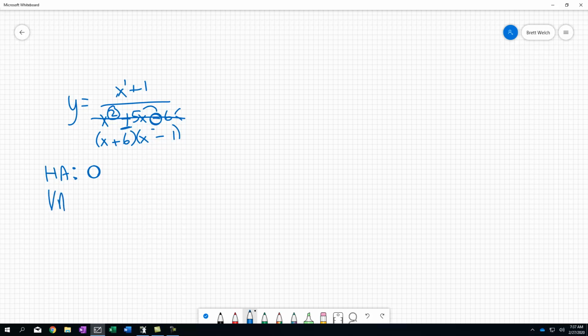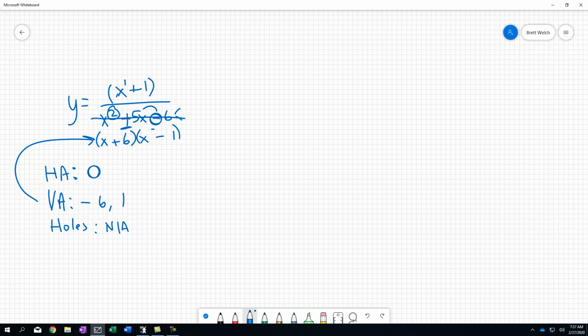For our vertical asymptotes, it's what makes the denominator equal to 0. Now this is important. If something cancels, okay, so for instance, if the top said x minus 1, we would cancel that x minus 1 with the x minus 1 in the bottom, and that wouldn't be a vertical asymptote anymore. That would be a hole. In this case, our vertical asymptotes are at -6 and 1. And again, because nothing cancels top to bottom, there are no holes.